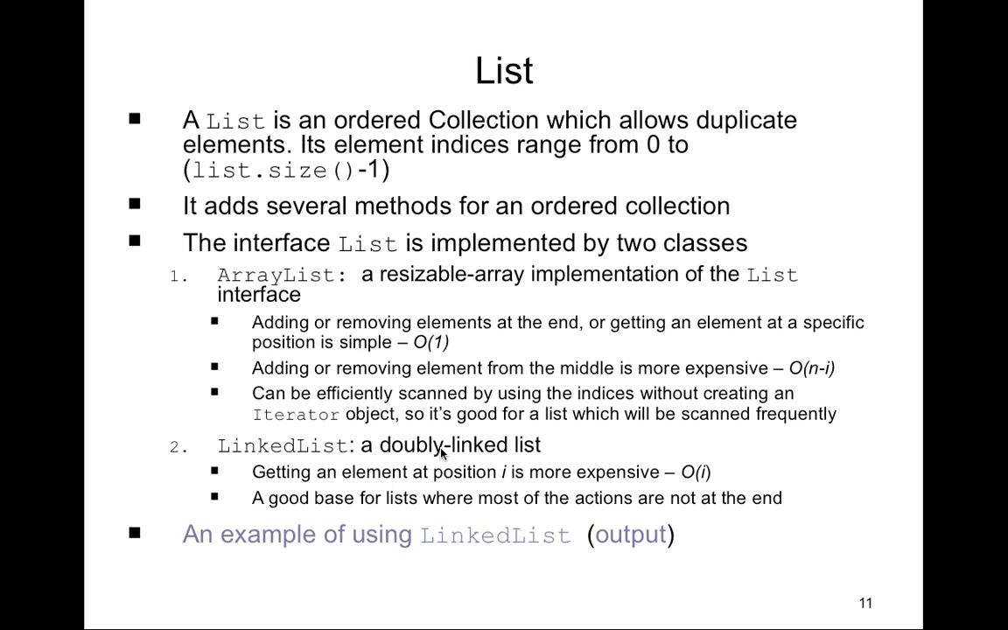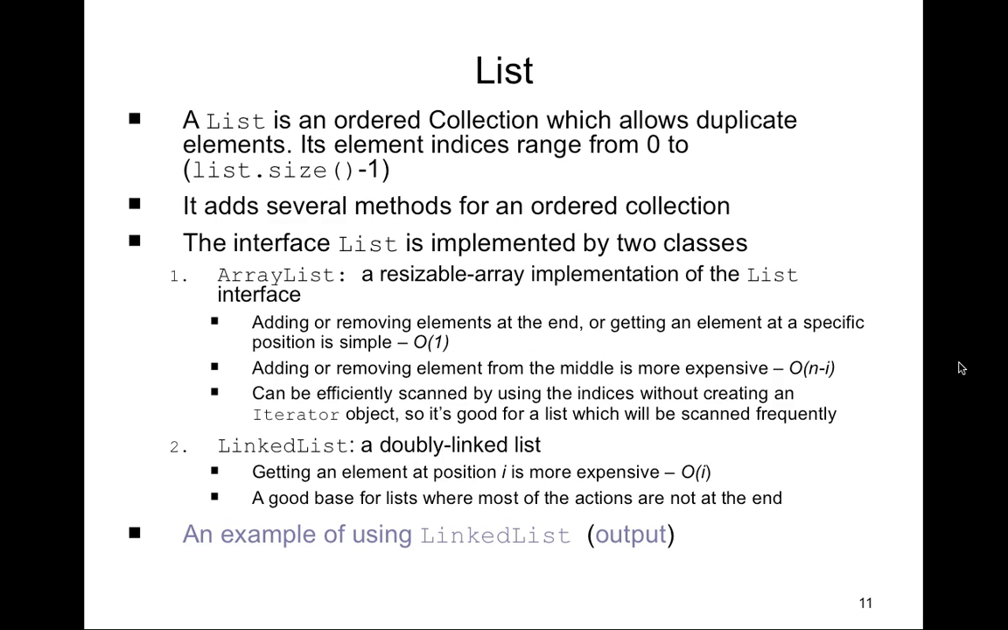And so in the doubly linked list example, getting the element at position I is more expensive. A good use for linked lists is actions that are not at the end of the list, because then you don't have to go to the end of the list. Something in the middle of the list cuts the list in half, essentially, in terms of the search space. So think of it like the efficiency of a binary search versus a linear search.